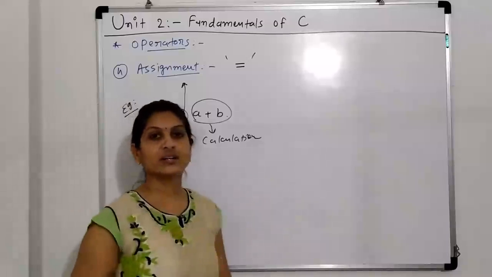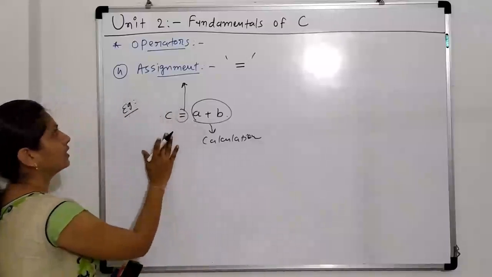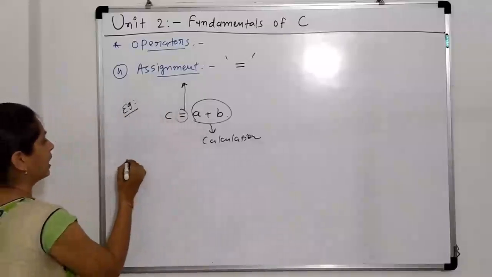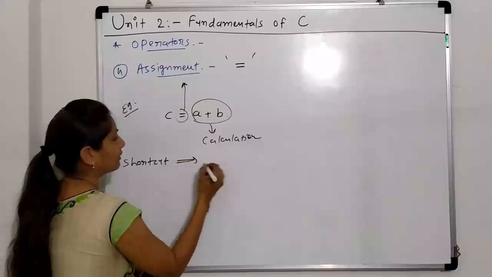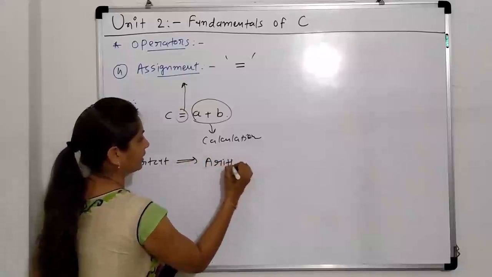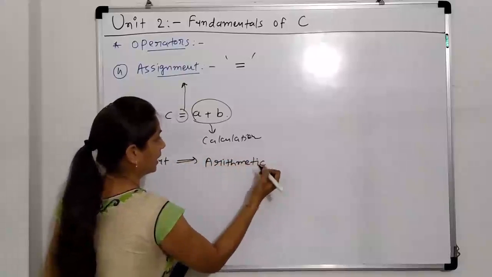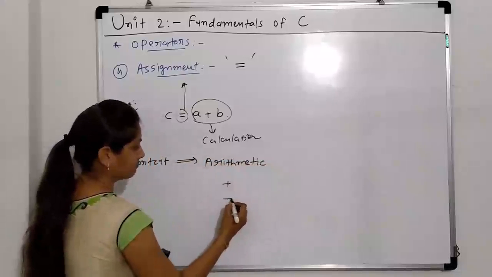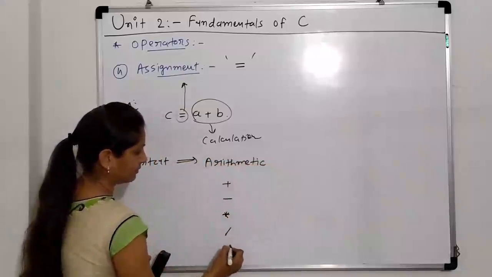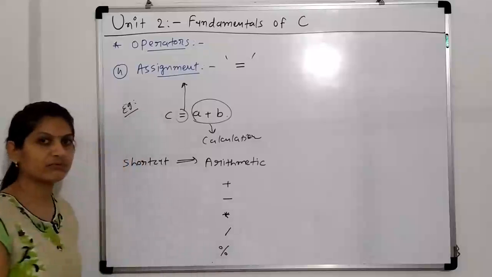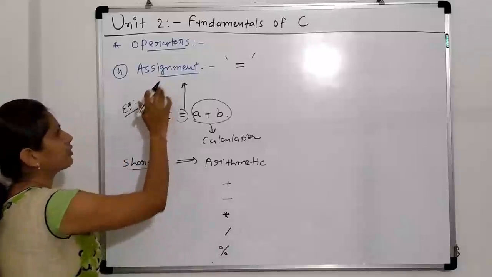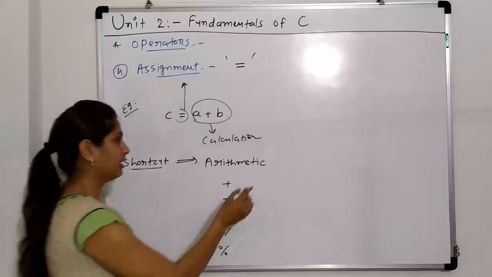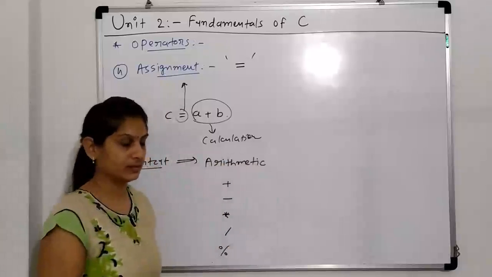Now some shortcuts are also possible with assignment operators. How? It is only for arithmetic operators, that is plus, minus, multiplication, division and modulo. That is our first operators. So the shortcut for the assignment operator is possible only with arithmetic operators.